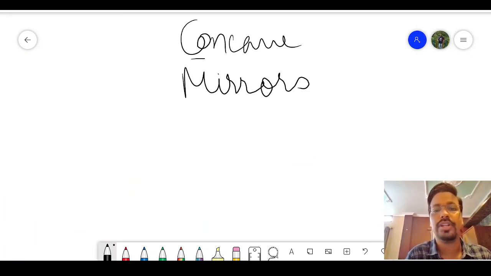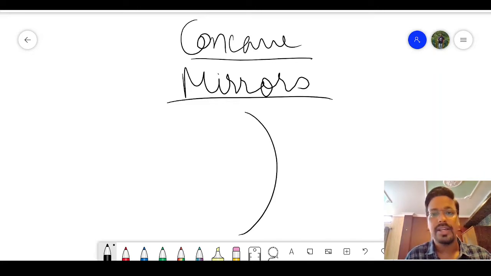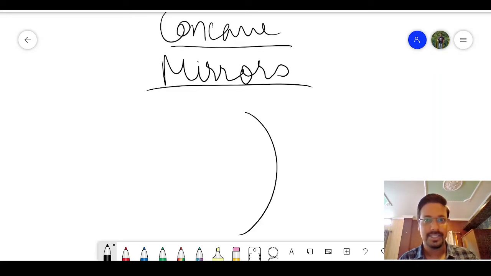Okay, now how do concave mirrors look? What do concave mirrors look like? Obviously they are spherical mirrors, so a sphere. Now always remember, in a concave mirror, the side that is bulging inside, the side that is going inside, is the reflecting side, and the side that is bulging out is the painted side.